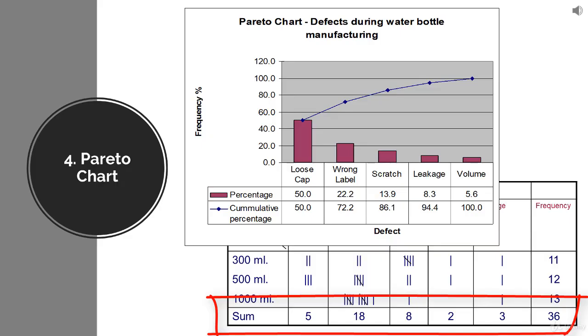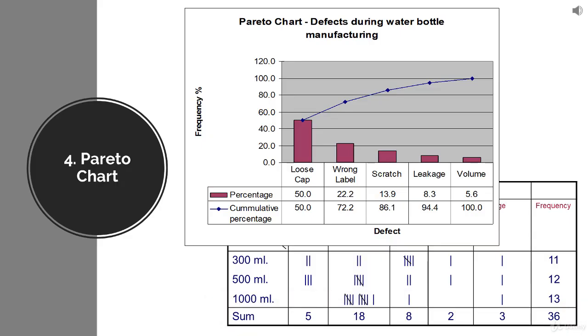I've just made a simple Pareto chart for all volumes included. So here you see that example of that Pareto chart. Here the first bar on the left, which is the highest bar, is related to loose cap. And here if you see, there were 18 problems out of 36 problems. That means 50% of the problems were loose cap problems. So that bar is on the leftmost.